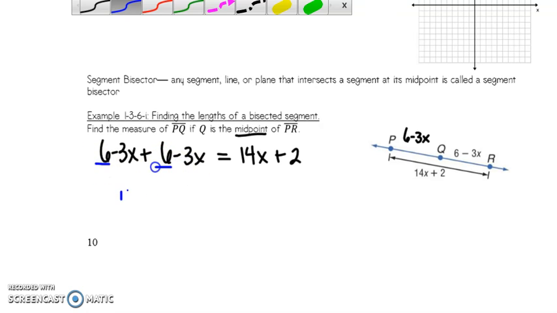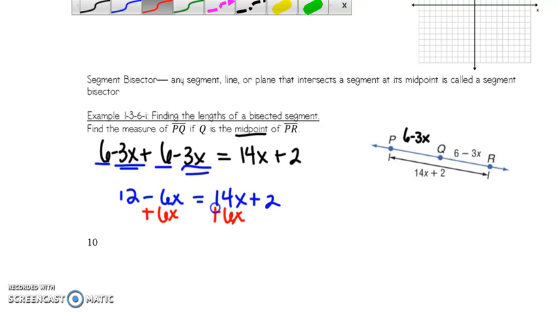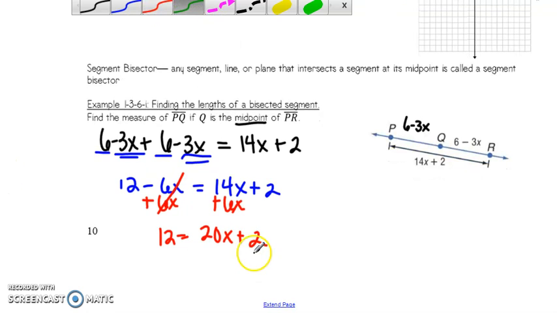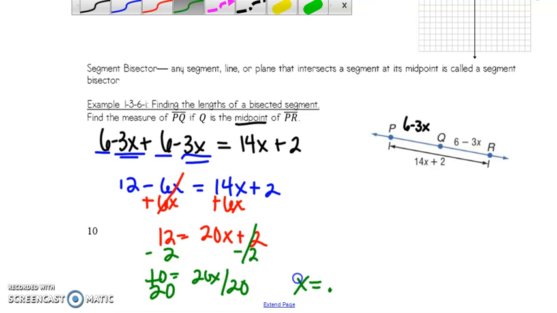So over here, we're going to combine like terms. That's the 6 and the 6, which is going to make 12. The negative 3x and the negative 3x, which is negative 6x. And that is going to equal our 14x plus 2. I like to get rid of the smaller variable, which is the negative 6x, so we're going to add 6x. So 12 is equal to 20x plus 2. And then we are going to finish solving by subtracting 2. And 10 is equal to 20x, which when we divide by 20 is going to give us a half, or 0.5.